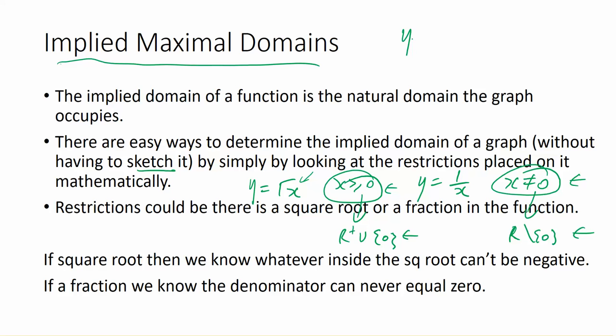So if I had a graph of y equals x squared, there's no restrictions on it, so the domain is all reals. Similarly, if I had a linear function, I don't have any restrictions on it, so the domain would be all reals. So there's an easy way, just by looking at the function, to see what the natural domain is.